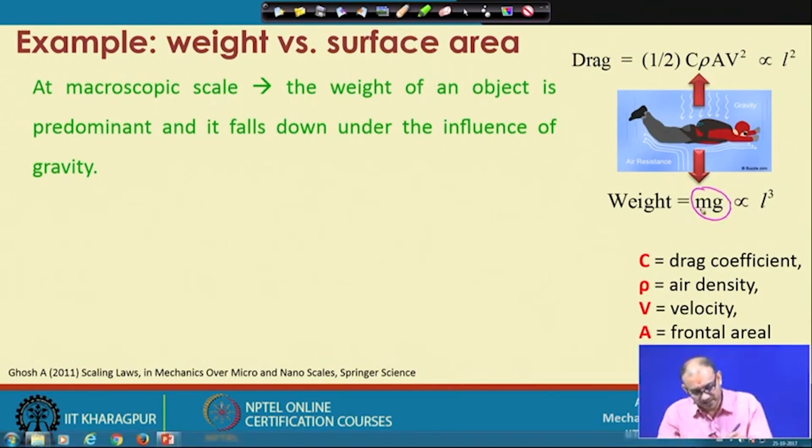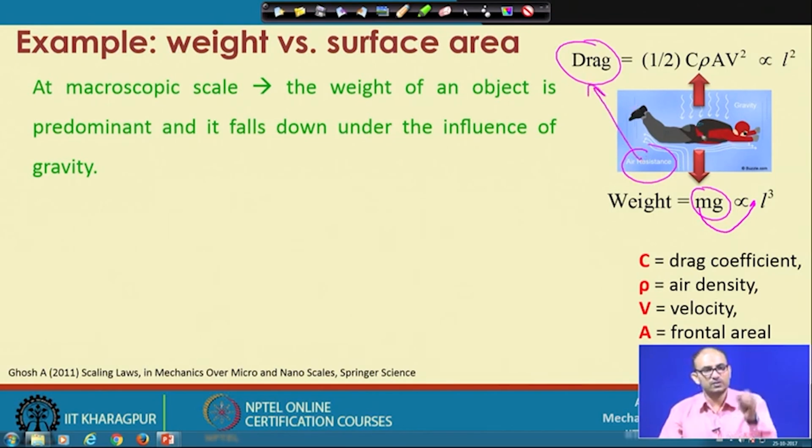This mg, where m is the mass, will scale as L cube. And there is a drag force acting upward, called air resistance. It resists the free fall of the part. It is given by 1/2 C rho A V square, where C is the drag coefficient, rho is the air density, V is the velocity, and A is the frontal area. This area is proportional to L square.